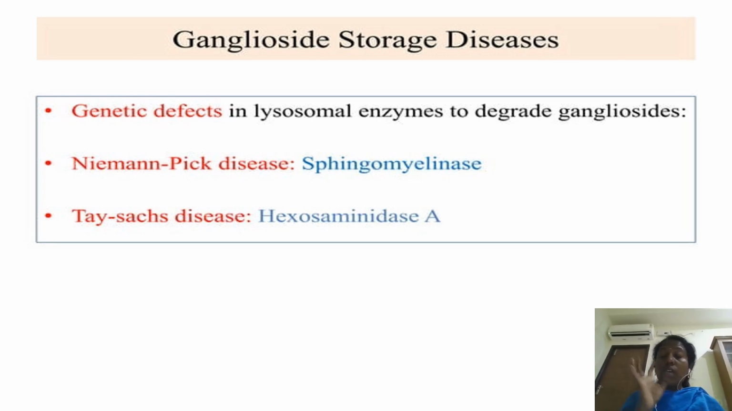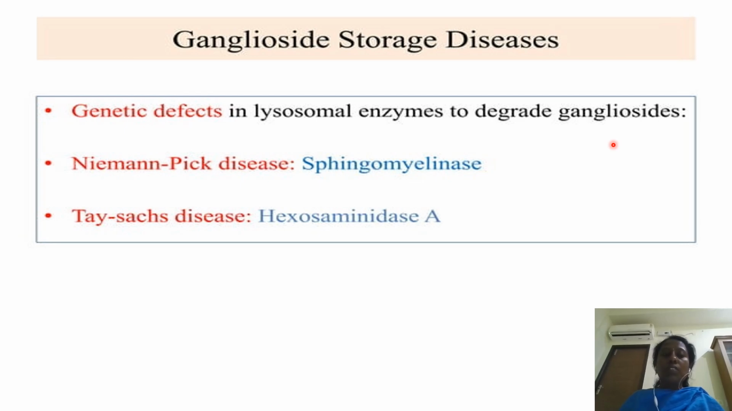Now, what if gangliosides are stored? Normally, I have told you that when glucose is stored in the liver, glycogen storage disorders happen. In lipids also, lipids are stored in the form of triglycerides, which leads to fatty liver. Similarly, when gangliosides are stored in your system, it also causes a storage disease. This is known as genetic defects in the lysosomal enzymes that degrade gangliosides. If there is any genetic deficiency in the production of lysosomal enzymes, the enzymes which help in the degradation of gangliosides are lacking.